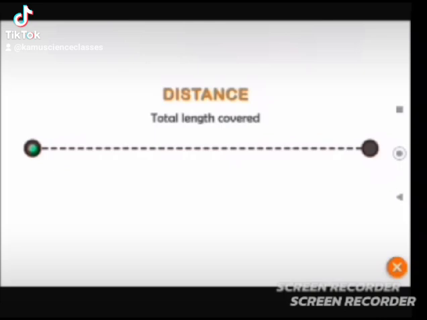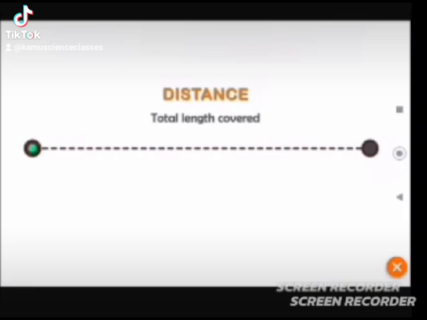Distance is defined as a measure of length between 2 points, or the total length covered. So here we have the green dot and we have the black dot. The length between the green and the black dot will be distance. The SI unit of distance is the meter. Since distance is a length, then the SI unit of distance becomes meter.